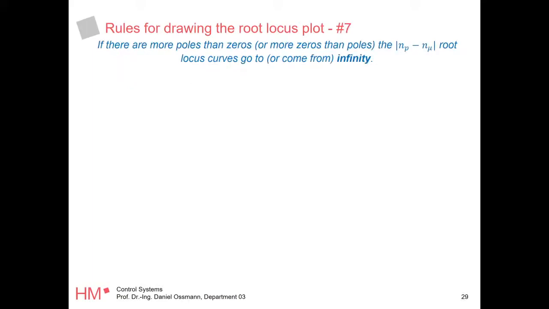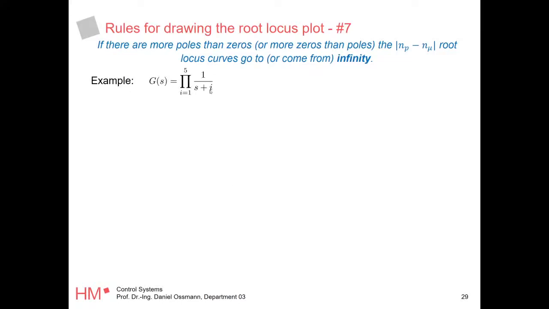Okay, and now this important rule, which I talked about before. If there are more poles than zeros, and this will actually be the case very often for physical systems, the difference in the number, so the number of poles minus the number of zeros, determines how many root locus curves go to infinity, right? Take the same example as before.